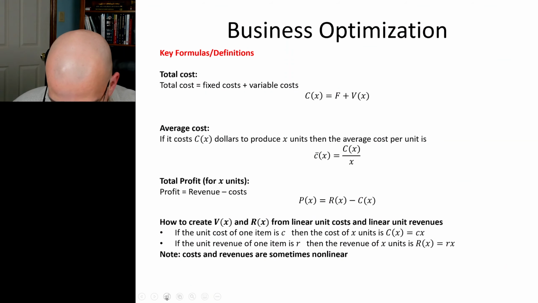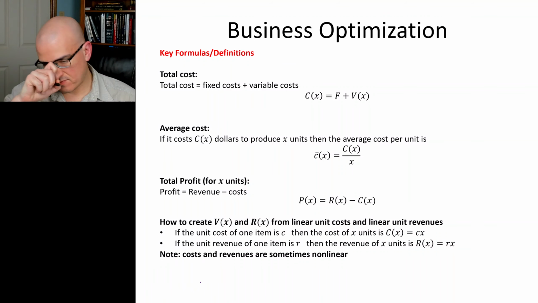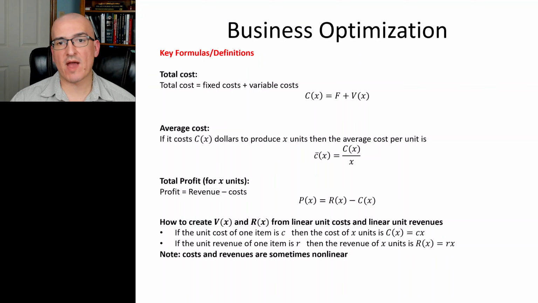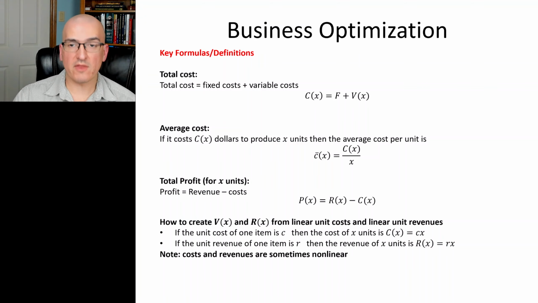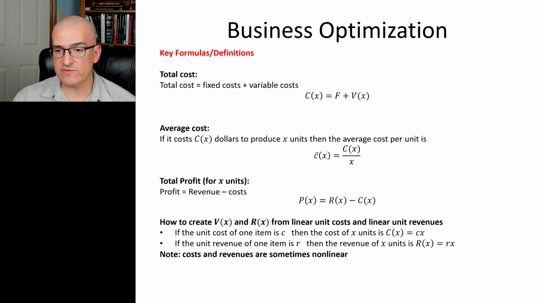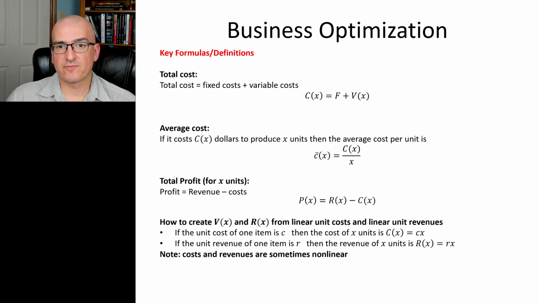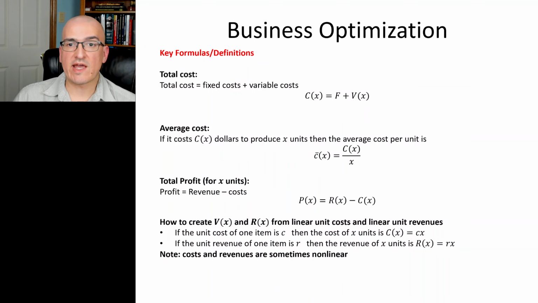That's one flavor of optimization: problems that are predicated on geometry, or questions where you're given the mathematical model, where you're given the function. Another type of optimization is one where you have to build the function. You have to do a little bit more. One example of this is business optimization. There are a few key formulas and key ideas that are needed to do business optimization.